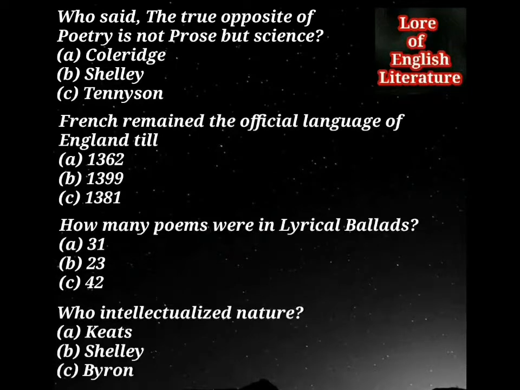How many poems were in Lyrical Ballads? So we all know that Lyrical Ballads was published in 1798 and it was composed by William Wordsworth and Samuel Taylor Coleridge. So in Lyrical Ballads we have 23 poems. Among 23 poems, 19 were written by William Wordsworth and 4 poems belong to Samuel Taylor Coleridge. So over here B is the correct option.